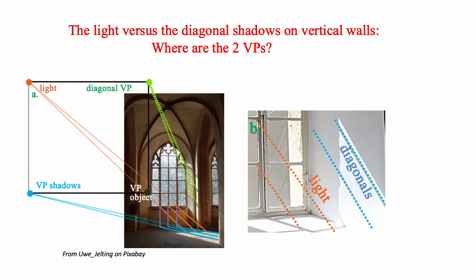The other factor affecting the light and the diagonal shadows is where the two vanishing points are. In this first case, the light is much further away than the diagonal vanishing point, so these diagonals on the wall are steeper than the light. In the second case, the light is nearly overhead, and the vanishing point for the diagonals is probably close by, so that the light rays are nearly parallel with the diagonal shadows on the wall.